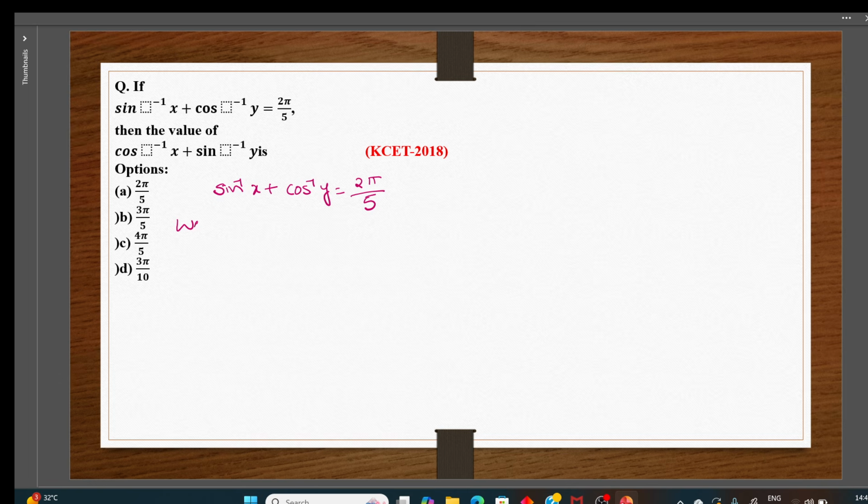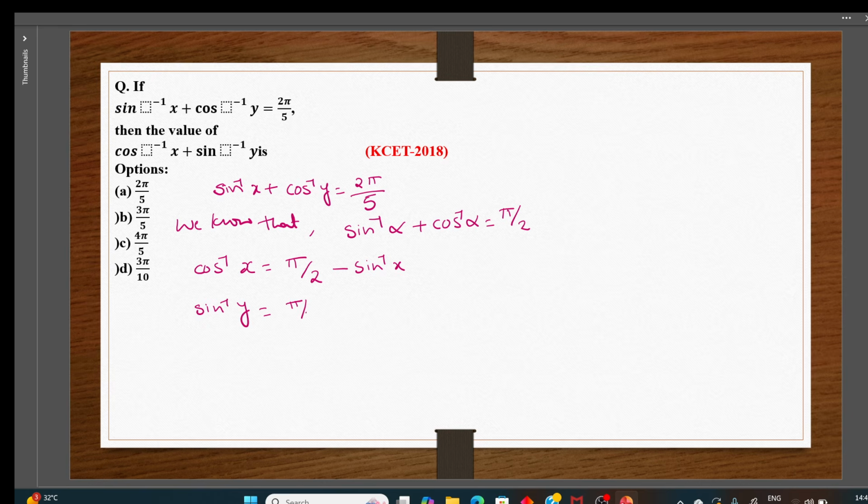Here we know one identity: sin inverse of alpha plus cos inverse of alpha is equal to pi by 2. In the place of alpha substitute x. Then we get cos inverse of x is equal to pi by 2 minus sin inverse of x. Now in the place of alpha substitute y. So sin inverse of y is equal to pi by 2 minus cos inverse of y.